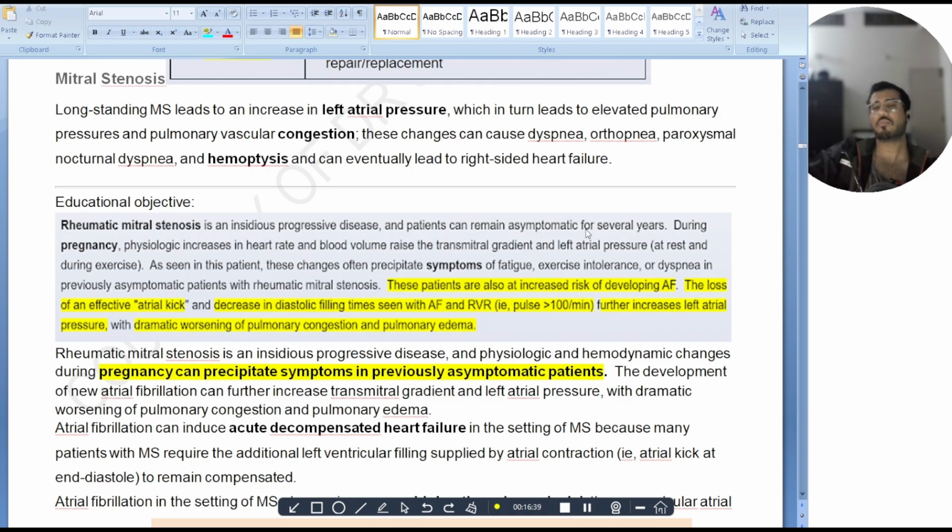So, rheumatic mitral stenosis is an insidious progressive disease. Patients can remain asymptomatic for years. During pregnancy, however, what happens? As the circulation becomes hypervolemic, there's a lot of fluid retention in the body, and the requirements for oxygenation also increase. So when the body requires more blood to flow through the chambers, that is when asymptomatic mitral stenosis becomes symptomatic.